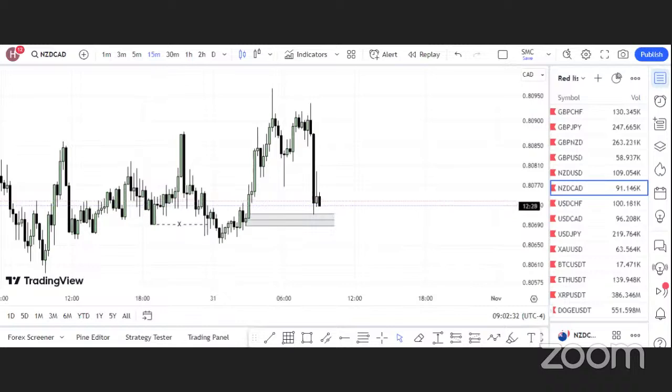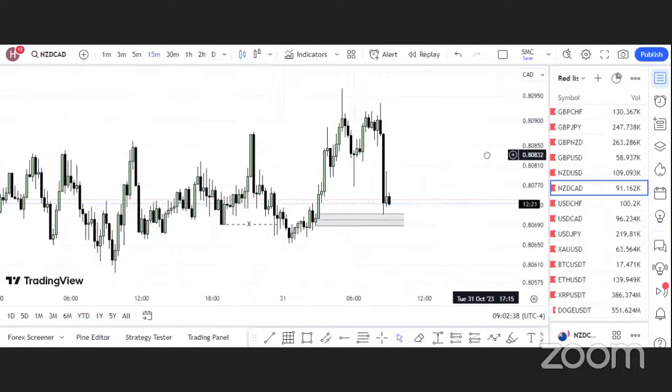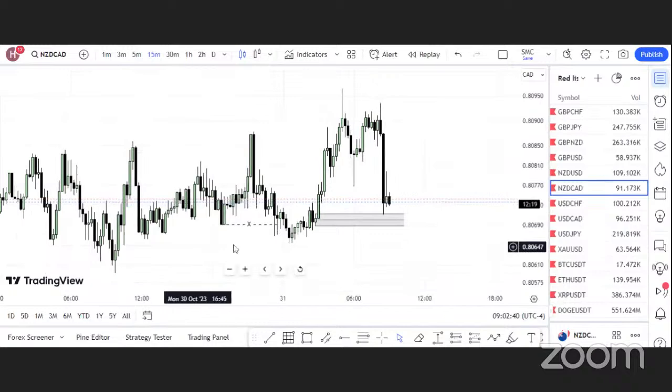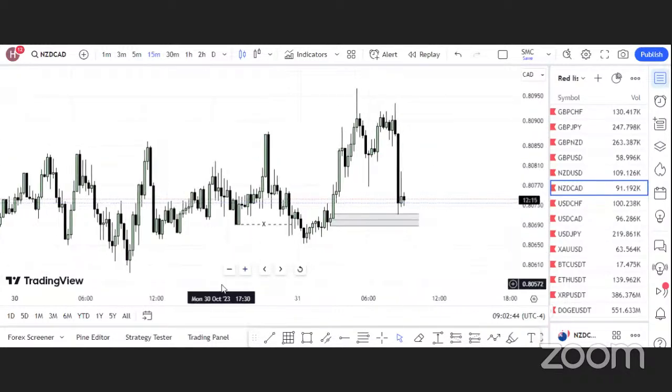My screen is still coming up, so let's just give it some time. Let my screen come up, then we do the analysis. We do the brief explanation.